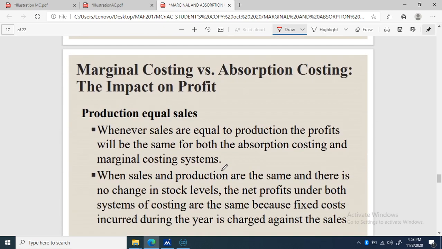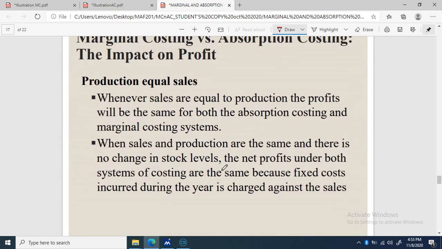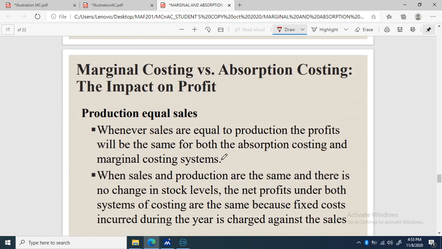Okay, so now we refer to the impact. We compare the profit and loss under marginal and absorption costing, and we see the impact on profit. If we refer to this first situation, production equals sales. That means the production units equal the sales units. Whenever sales are equal to production, the profit will be the same. Profit will be the same for both absorption and marginal costing.